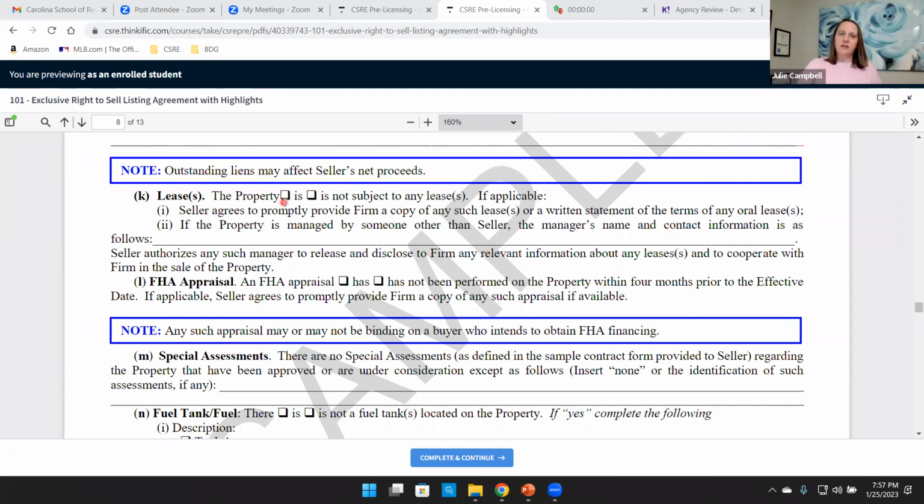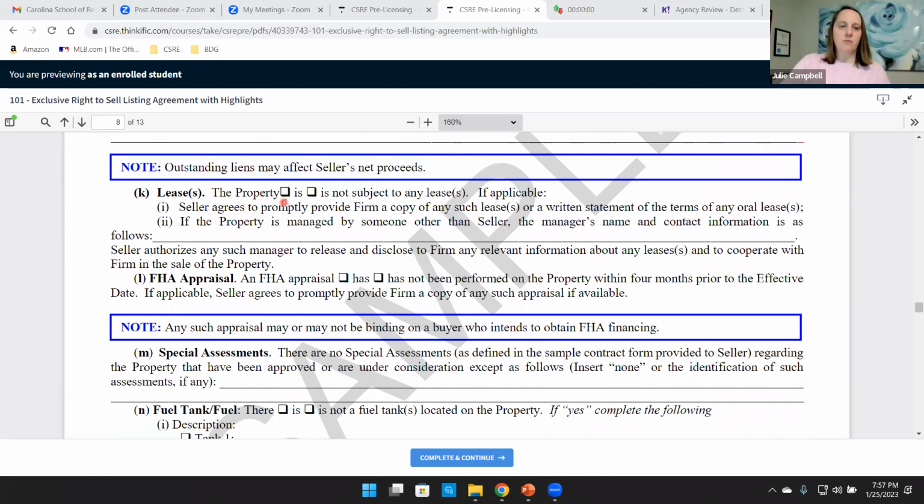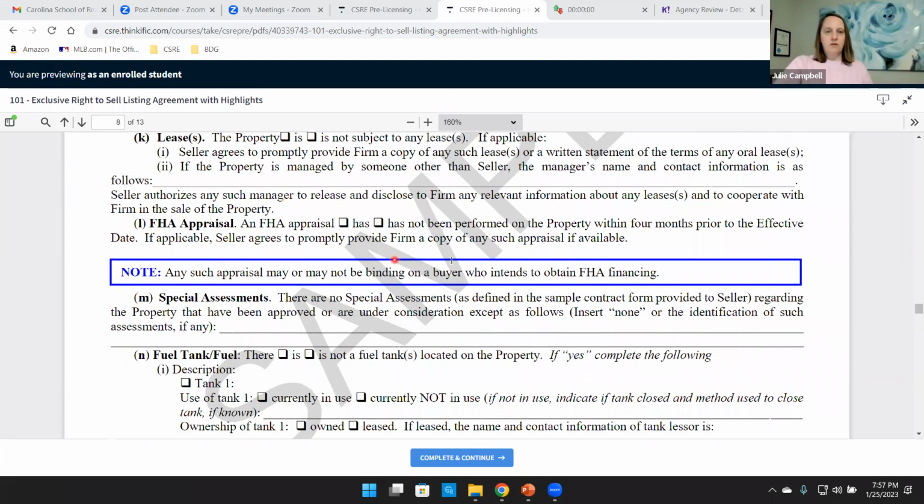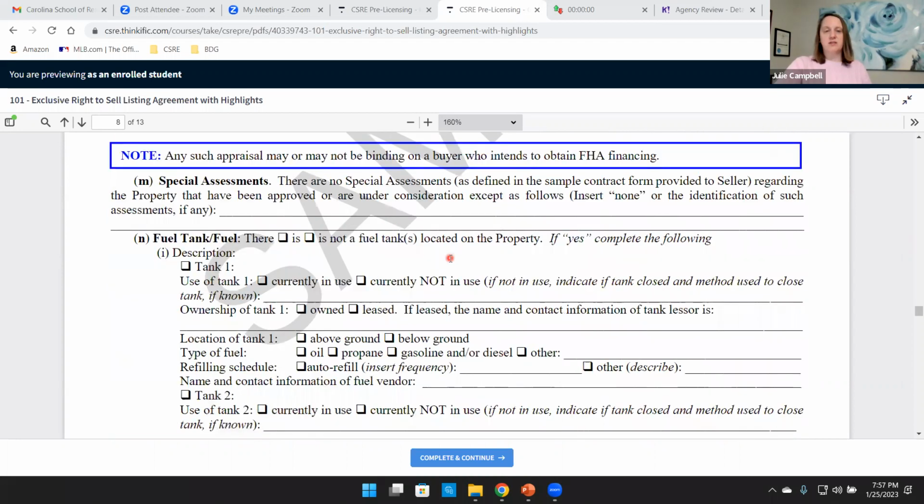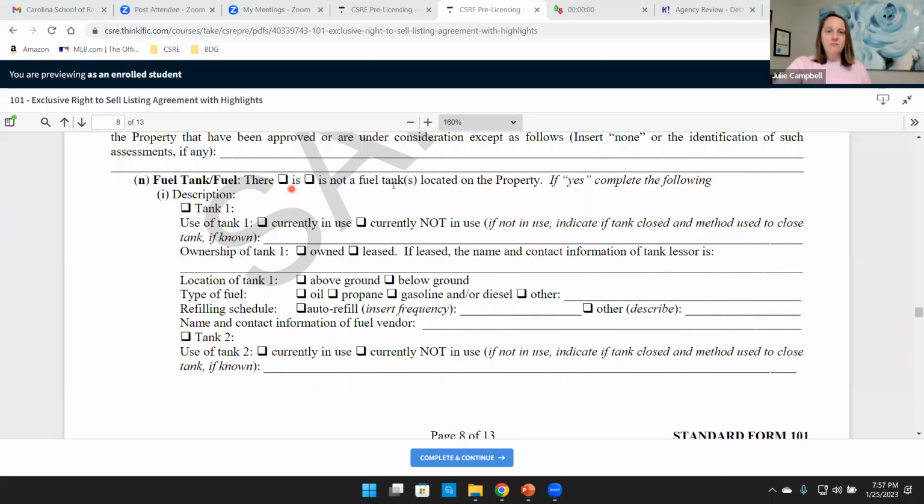Is there currently a lease on the property? Do we have an existing lease and a tenant in place? Special assessments, maybe from the government or the HOA, if we're in an HOA, are there any special assessments? Fuel tanks on the property? Are or are not in use?